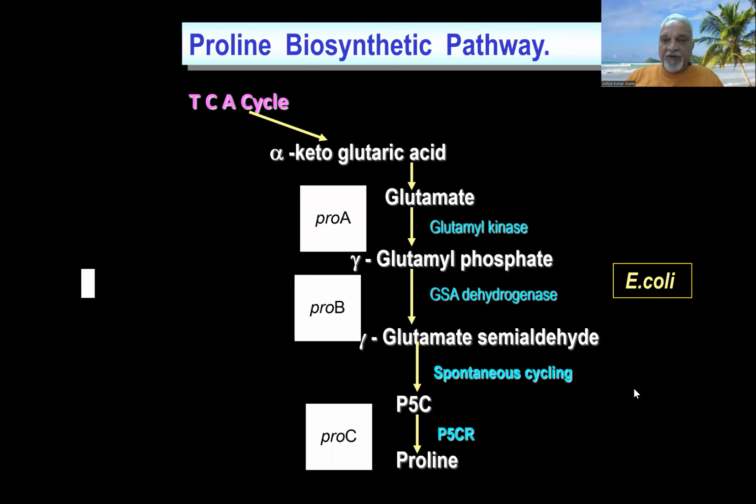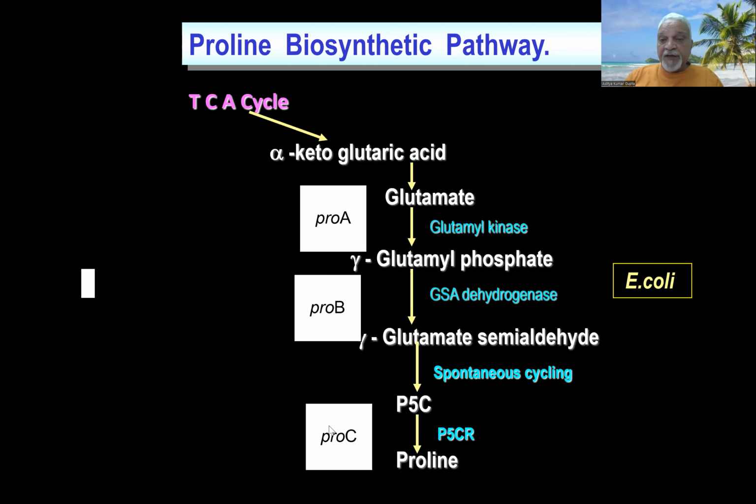Okay, so if a bacterial cell is able to synthesize proline, which is an amino acid, the phenotype is the pro plus phenotype. Okay, and you may be knowing, or else I'm revising with you, the proline in E. coli is synthesized from this substrate, what we call alpha-ketoglutaric acid. This is the starting point. And then it involves three genes, proA, proB, and proC.